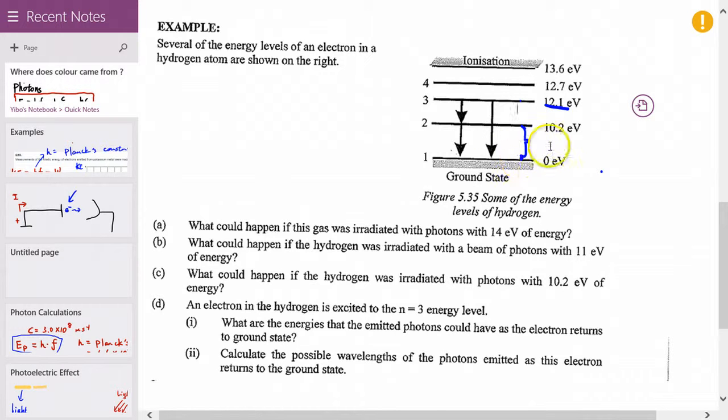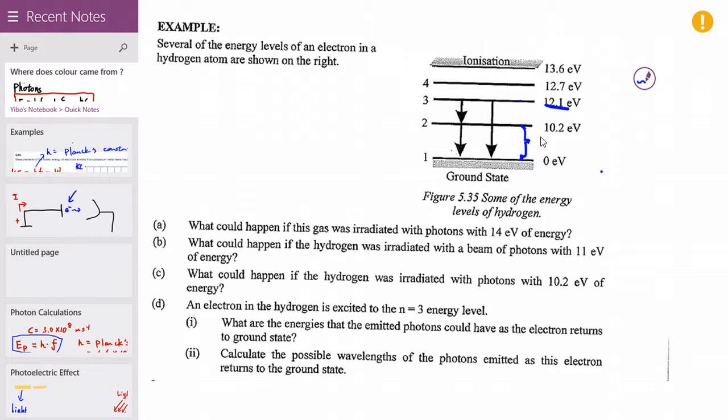So for instance, if I hit the electron with 5 electron volts of energy, it will not be able to jump up to any energy level. Or even if I hit it with 11 electron volts, it will not be able to jump to any energy level, because 11 electron volts is not exactly 10.2 or 12.1. It needs to be exactly 10.2 or 12.1 or 12.7 or 13.6 electron volts. So it only absorbs the gaps between the levels.